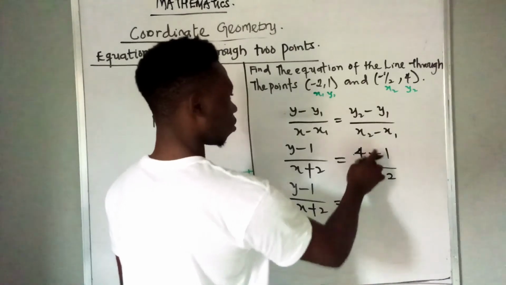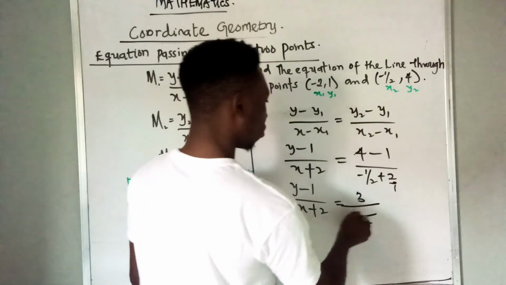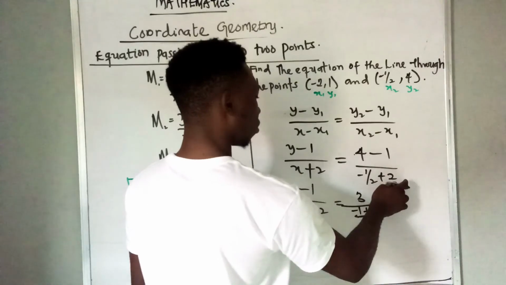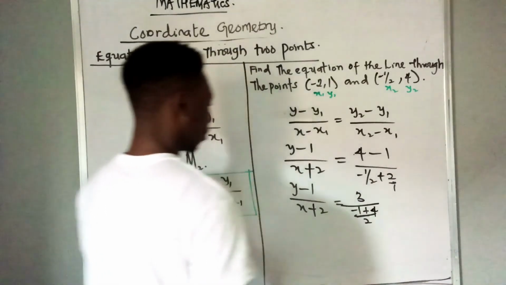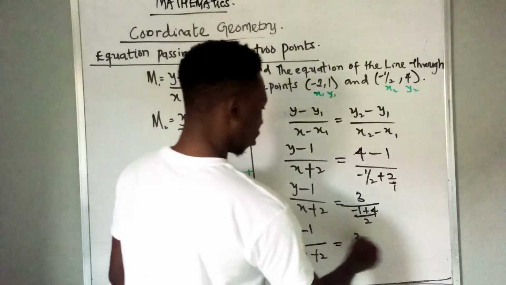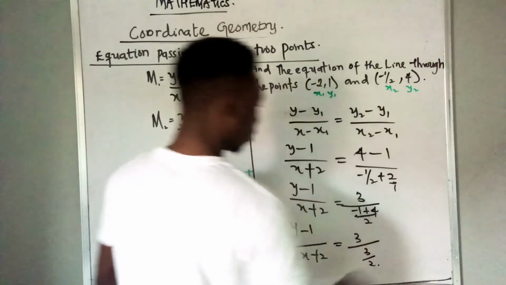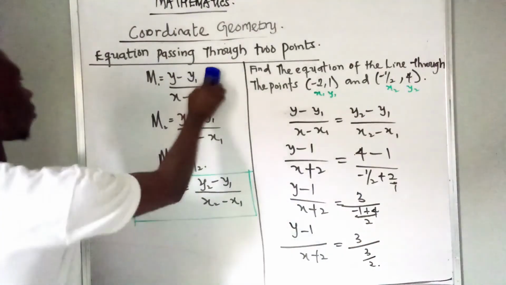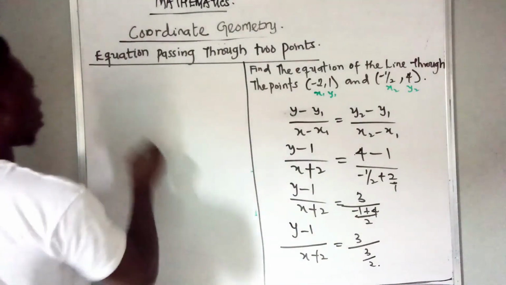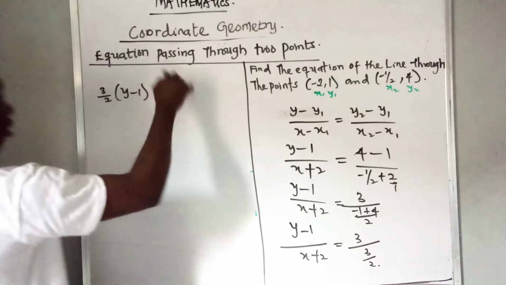So at this junction, y minus 1 over x plus 2 is equal to 3 over the LCM here. The LCM here is 2. 2 divided by 2, 1 times minus 1; minus 1 plus 2 divided by 1, 2; 2 times 2, 4. So I can now say that y minus 1 over x plus 2 is now equal to 3 divided by 4 minus 1, that is 3 over 2. So we proceed by cross multiplying here.